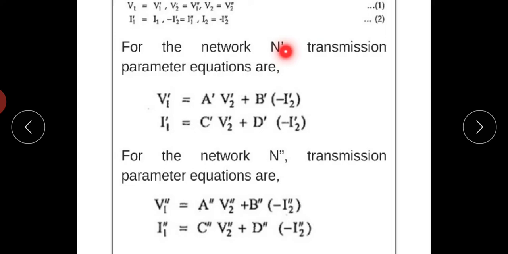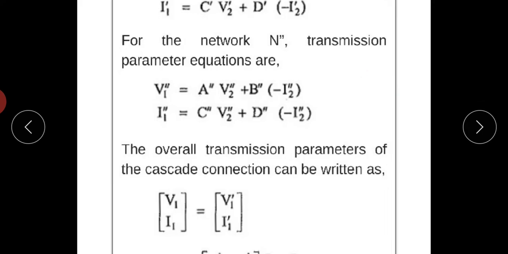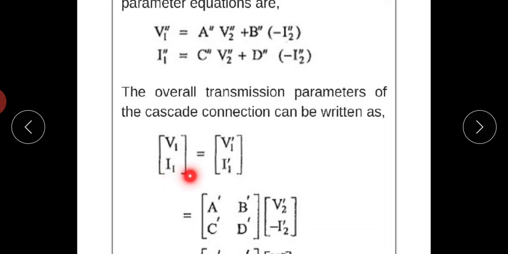Next, for the N dash network, the transmission parameter equations. First network equations: V1 dash equals A dash into V2 dash plus B dash into minus I2 dash, and I1 dash equals C dash into V2 dash plus D dash into minus I2 dash. Similarly for the second network, the N double dash network equations for V1 double dash and I1 double dash. So the overall transmission parameters of the cascade connection can be written in terms of V1 and I1.